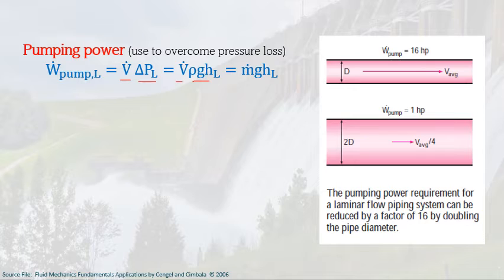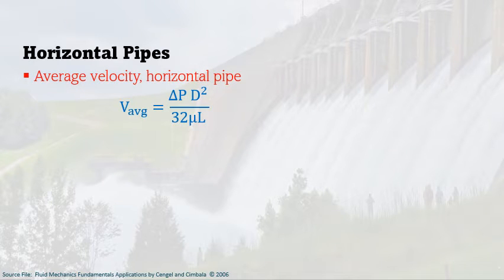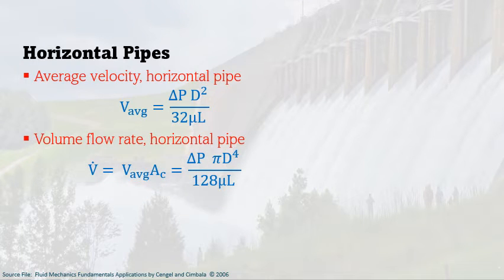You can see in this illustration that the pumping power requirement for a laminar flow piping system can be reduced by a factor of 16 by doubling the pipe diameter. That means that if the pipe diameter is larger, the power requirement for a laminar flow piping system becomes lesser. For horizontal pipes experiencing laminar flow, the average velocity in that pipe can be computed using the formula here. The volume flow rate can also be computed.